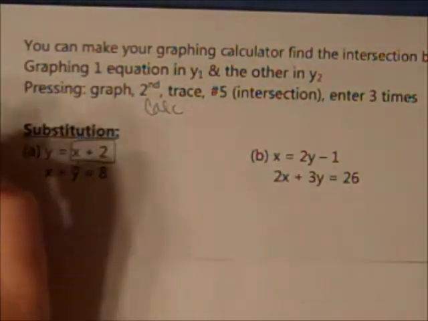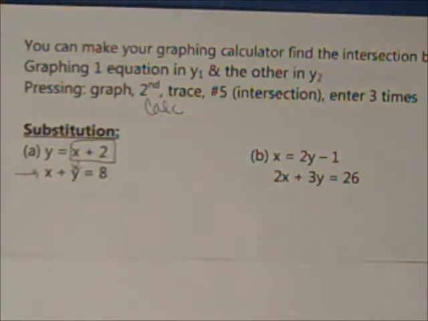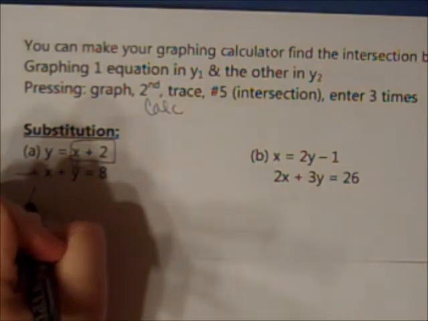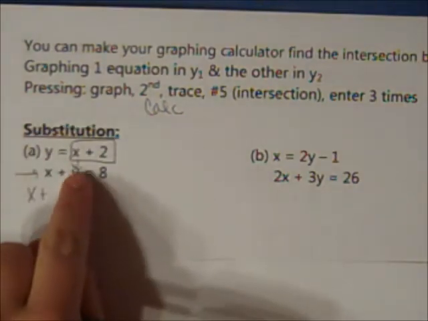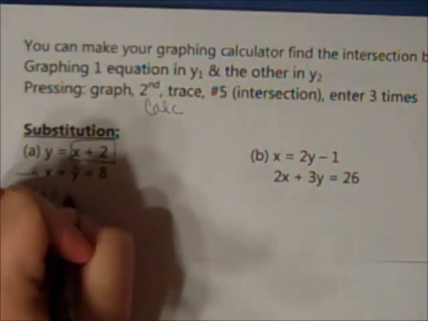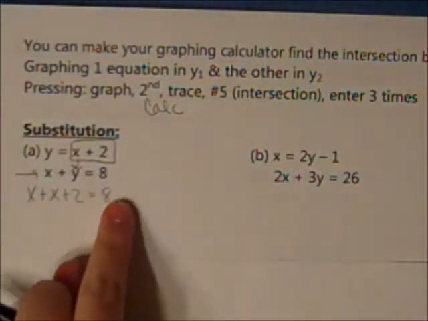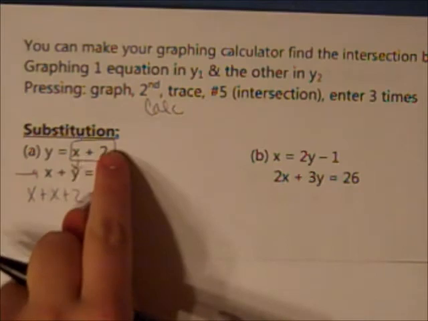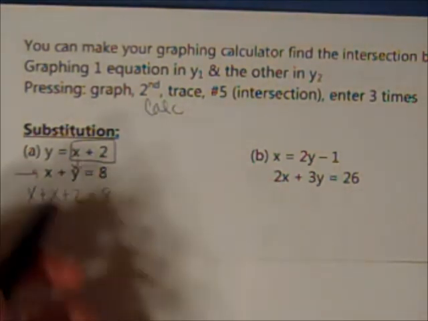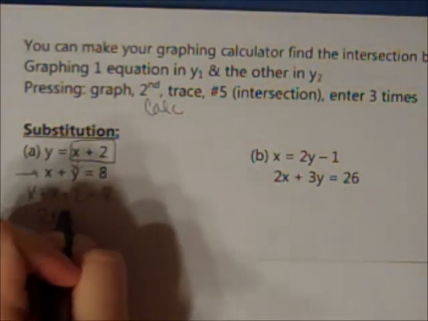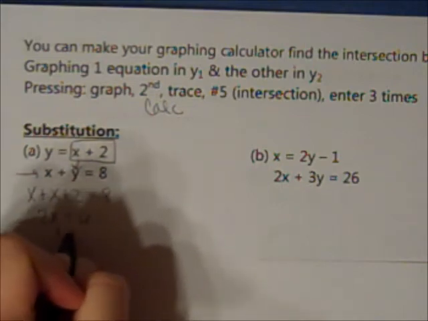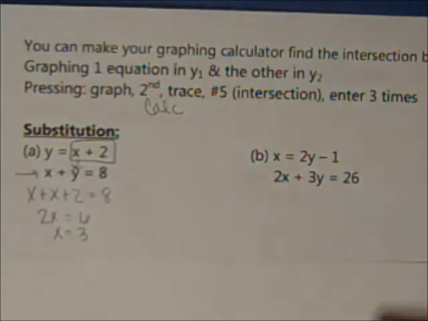So in this case, I'm going to plug x plus 2 into the y spot. So what you do is you pretend like you're rewriting the second equation, the one in standard form, but instead of y, we put x plus 2. So instead of saying x plus y is equal to 8, we say x plus x plus 2 is equal to 8. And then we just solve from here. This is 2x equals 6, so x is equal to 3.